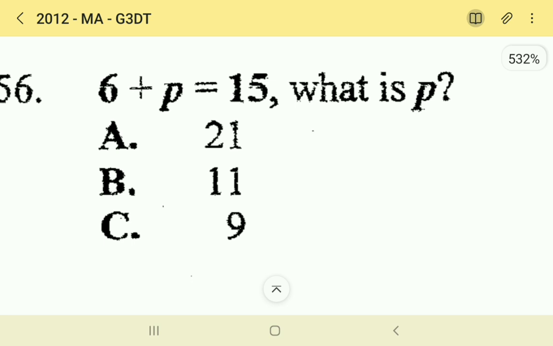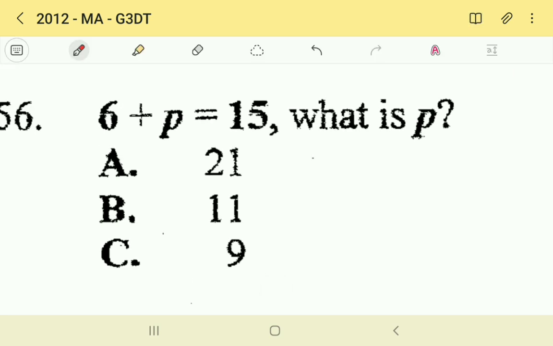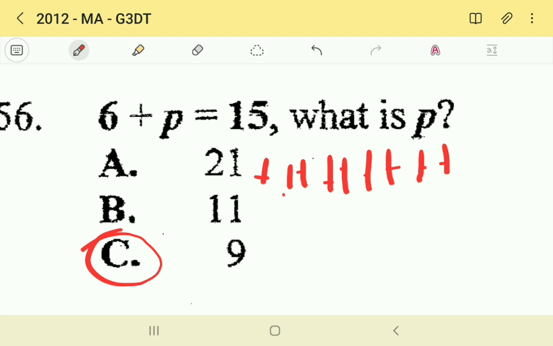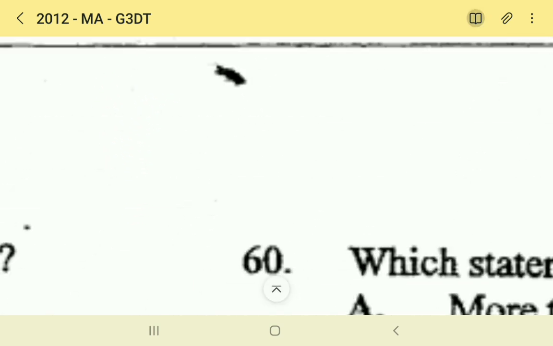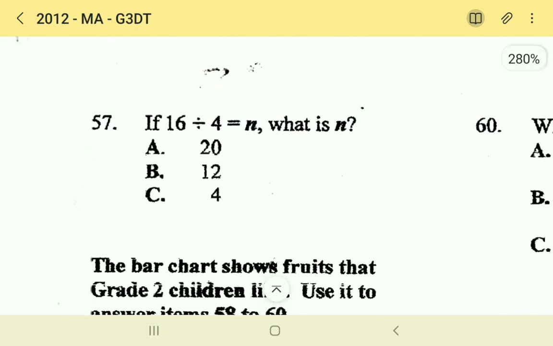56. 6 plus P is 15. What is P? These are so close and repeated, guys. What you need to do, you can count up from 6 or you can take 6 from 15 to get the P. So let's count up from 6: 7, 8, 9, 10, 11, 12, 13, 14, 15. Let's count: 1, 2, 3, 4, 5, 6, 7, 8, 9. Answer is 9. Same thing as taking 6 from 15. Good job. I think we're on the last page.